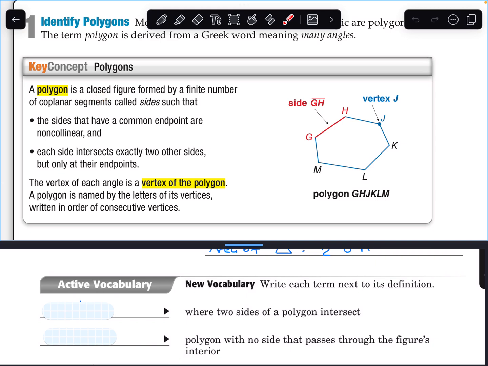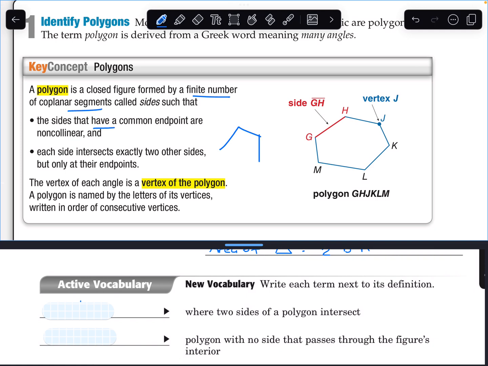First up, closed figure. Figure is just a drawing. Closed means you've gone all the way around and come back and joined to yourself. So if you just drew this, you're not done yet. Of course, it also said it's a finite number of segments, so it's got to be all straight pieces, no zigzags. And those should actually connect to each other.